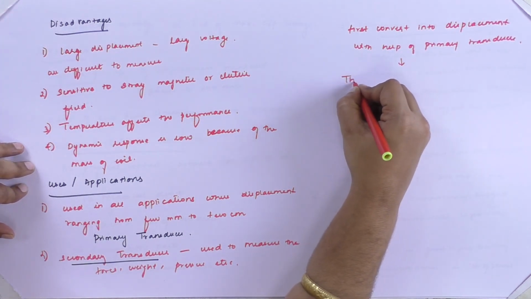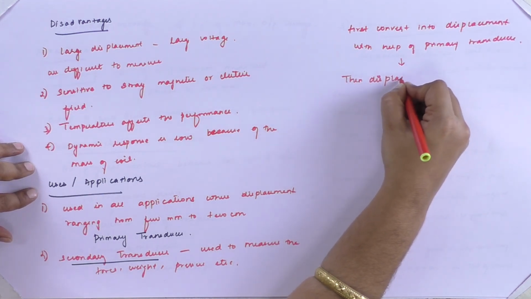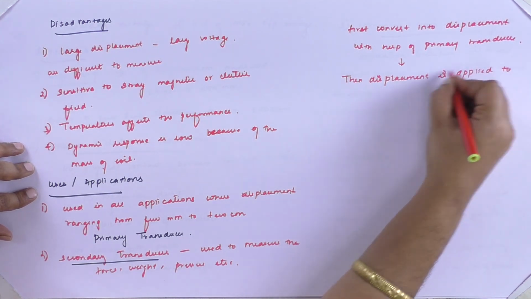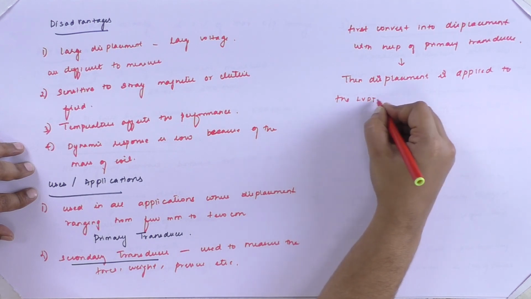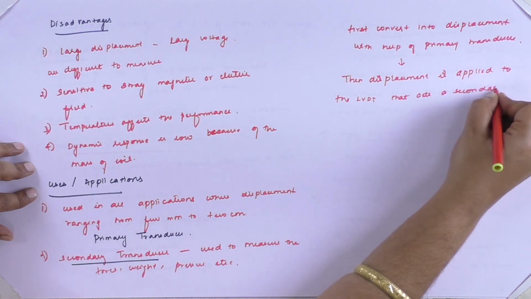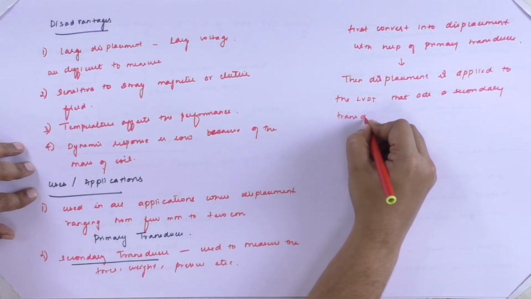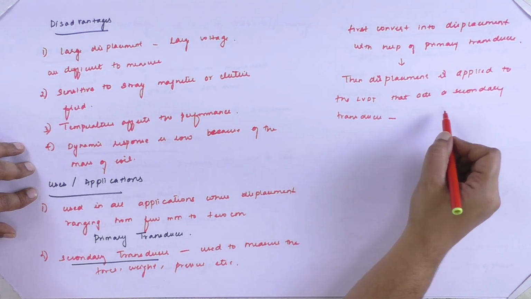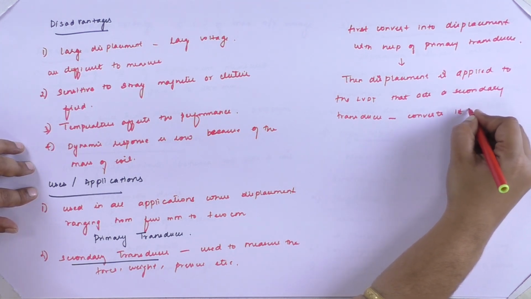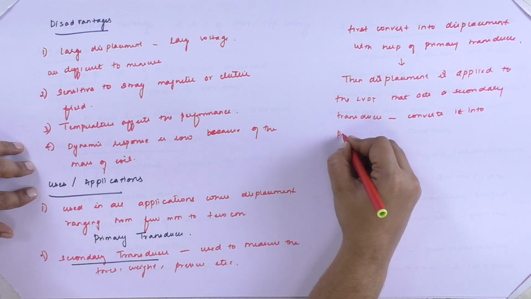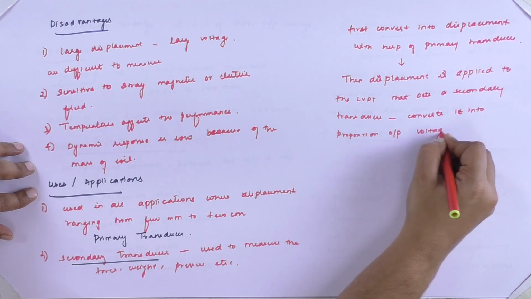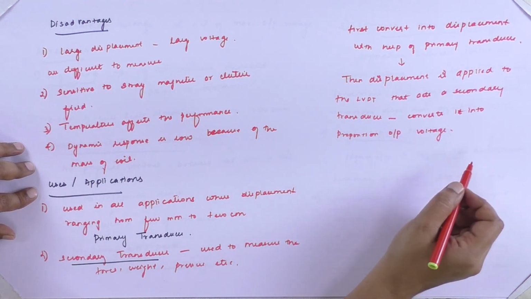Then this displacement is applied to the LVDT, which acts as a secondary transducer. It converts the displacement into a proportional output voltage.